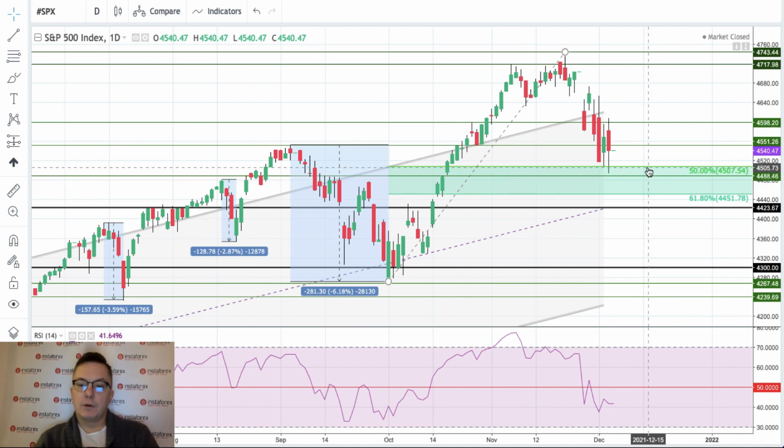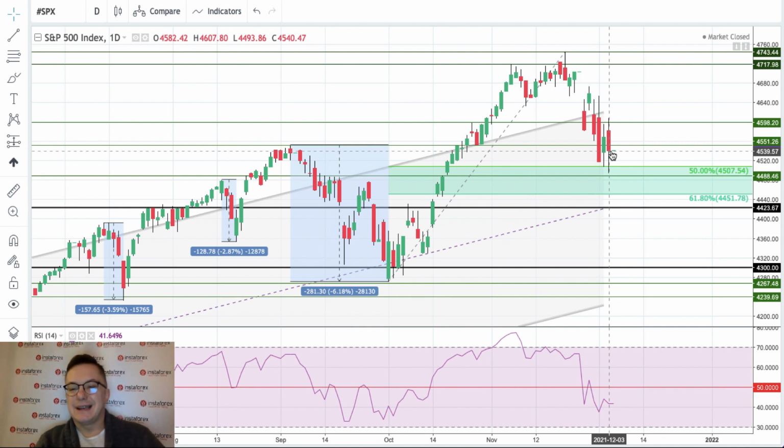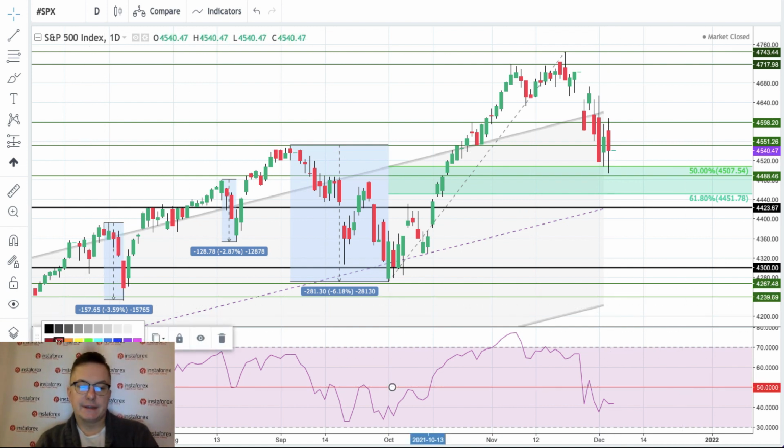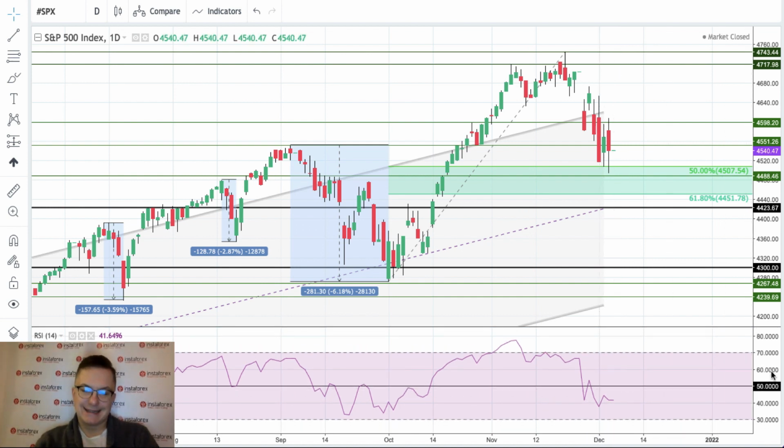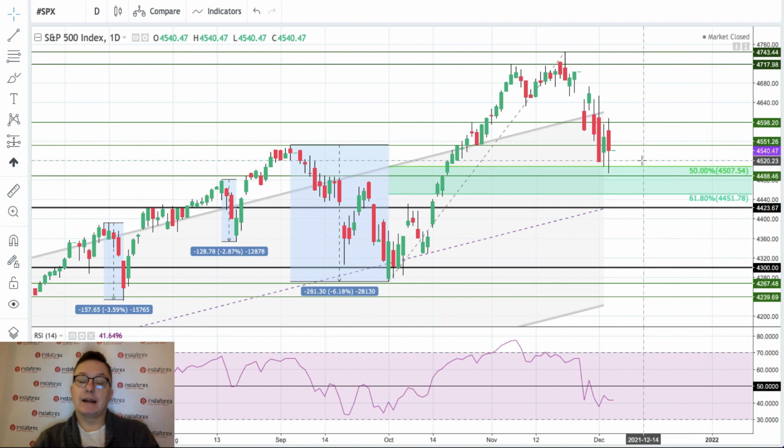4,507 points was the actual level for the 50% Fibonacci retracement. We have some sort of a bounce, but it doesn't look that convincing anymore, because the market conditions are right now down to the negative side of the RSI. So that means bears are still in charge of this market in the short term.